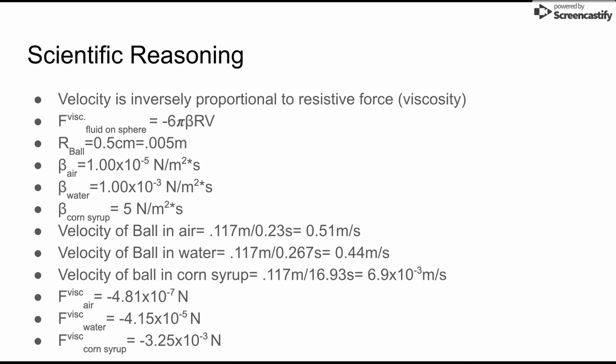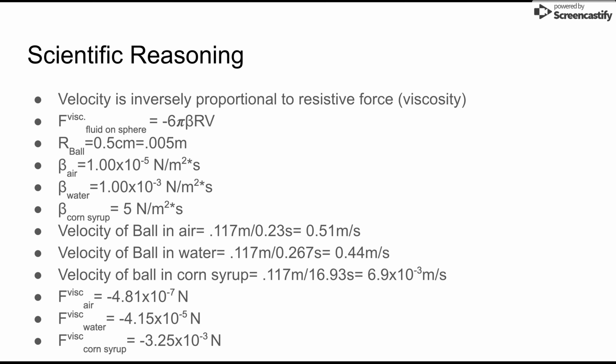For velocity of the ball in the air, we got 0.51 meters per second, and for water we got 0.44 meters per second, and for corn syrup we got 6.9 times 10 to the negative 3 meters per second. We calculated this by taking the height of the graduated cylinder and dividing it by the amount of time it took for the ball to reach the bottom.